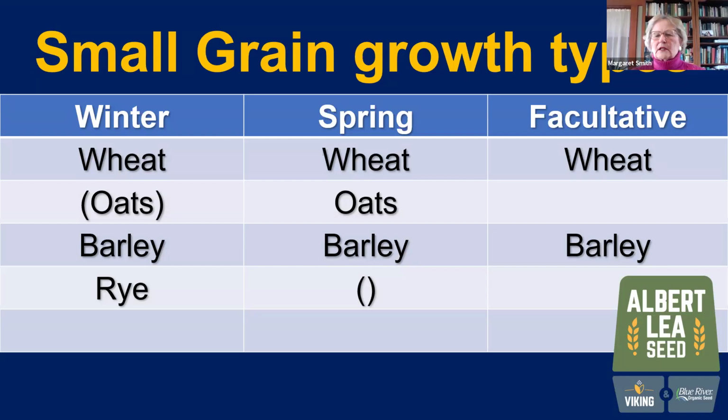So some wheats and some barleys can be planted either in the spring or the fall, same variety, and make seed either way. When they're planted in the fall, they tend to yield higher than when they're planted in the spring, but that's the definition of facultative, if you hear that term.